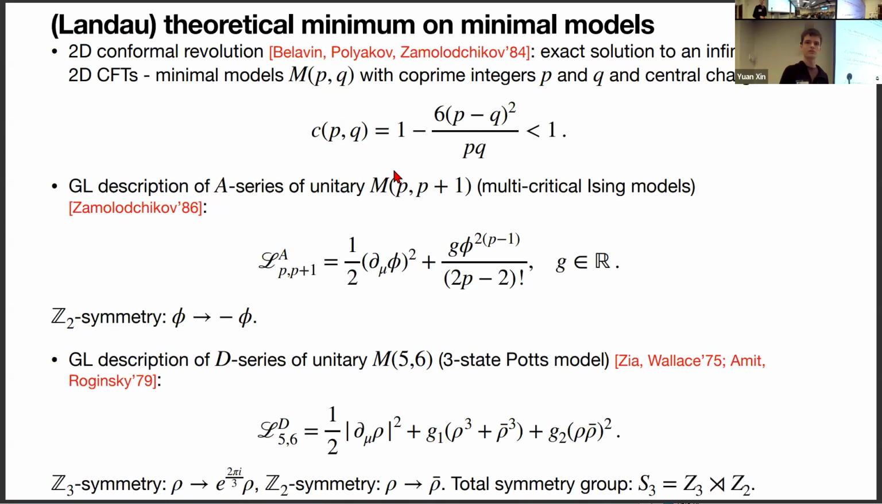These models have Z2 symmetry, phi goes to minus phi, and we also have Ginzburg-Landau descriptions of the D series of unitary minimal models. For example, for M_{5,6}, it's the 3-state Potts model. For other, higher unitary minimal models, we have multicritical Potts models, and these models have the more difficult S3 symmetry, a semi-direct product of Z3 and Z2.